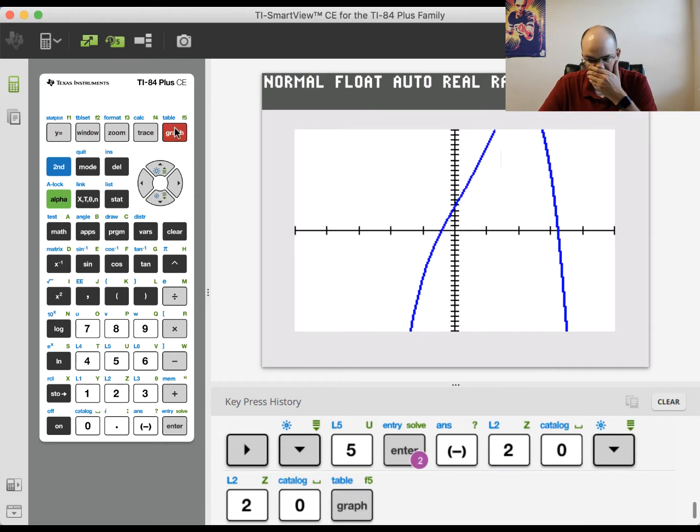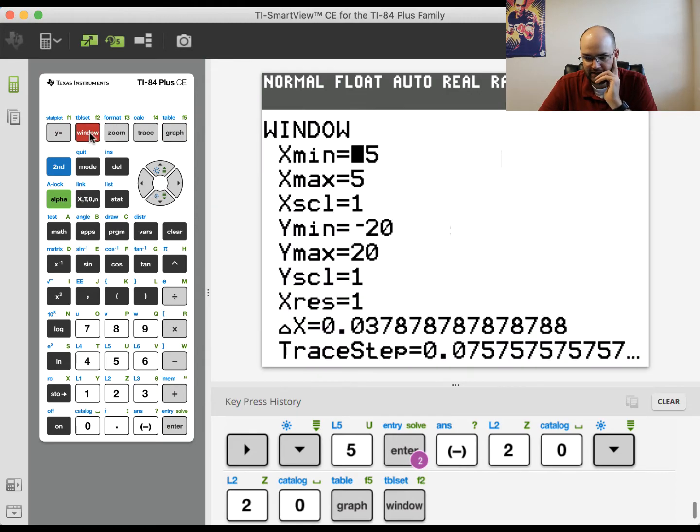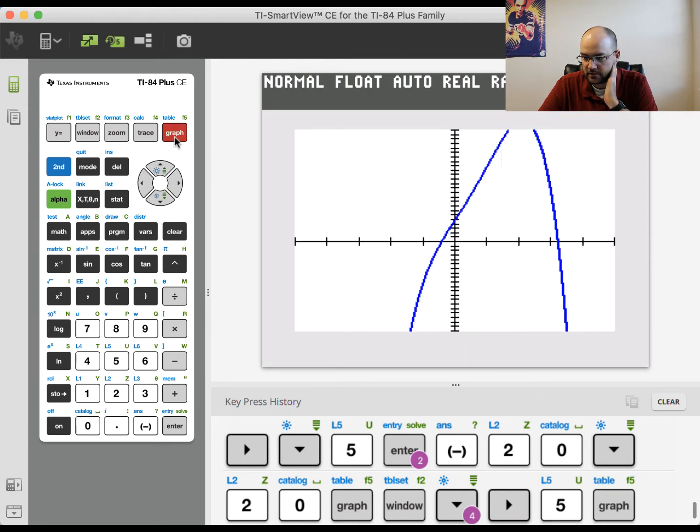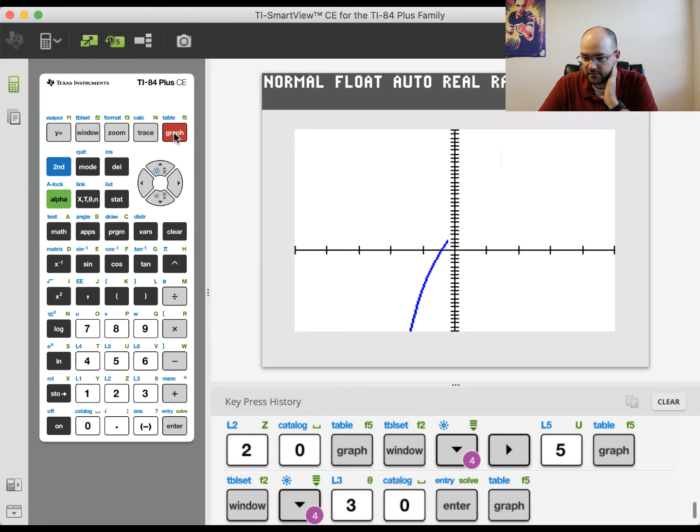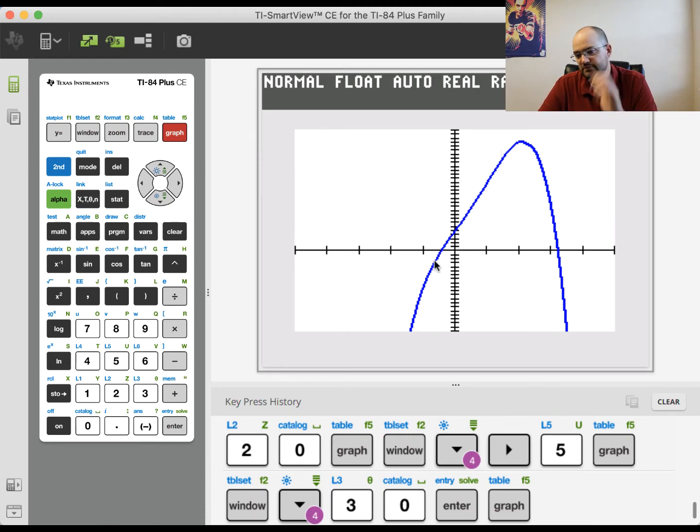Alrighty. Still not large enough for the max, so let's make that 25. Still not large enough, let's make it 30. That still may not be enough. There we go. So here's a decent graph of this.